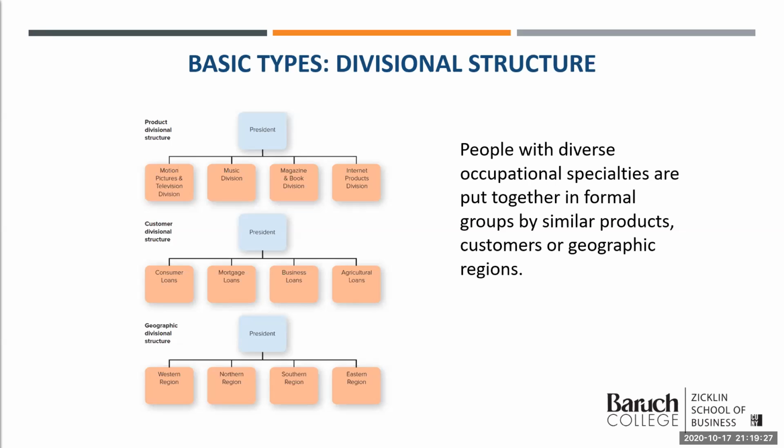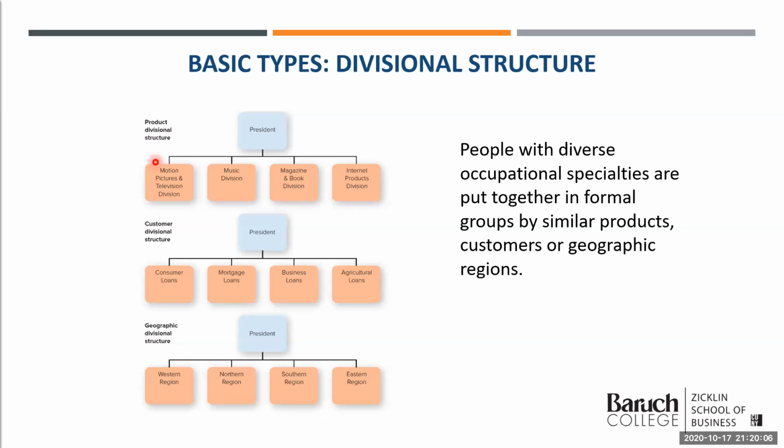And here is a divisional structure. In a divisional structure, people are put together in groups by similar products or similar customers or even geographic regions. So if the divisional structure is along product lines, your company structure will look something like this. The media and entertainment company Time Warner is structured in this way. And so people are grouped according to the kind of product that they work on.